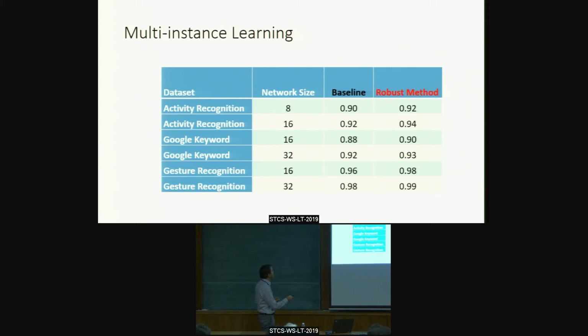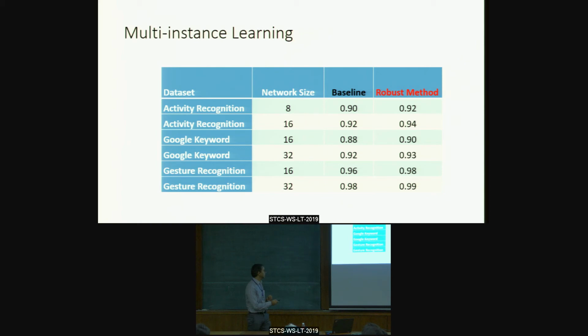So for example, here if you want to do some sort of activity recognition in this time series data, your baseline algorithm will give 90% accuracy. And by just using this thresholding based approach, we can improve it to 92%. And this is deep learning, so 2% is a big deal there in general. And similarly for detecting keywords in audio or for detecting gestures in your time series data, you observe that by using this robust technique, you can improve the accuracy.